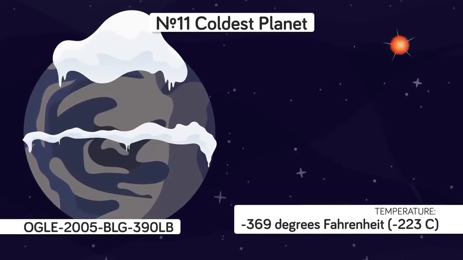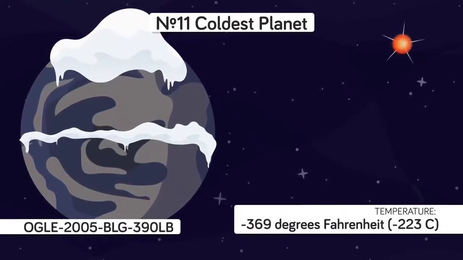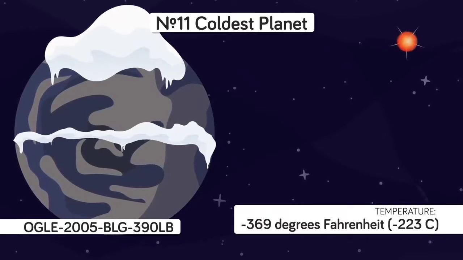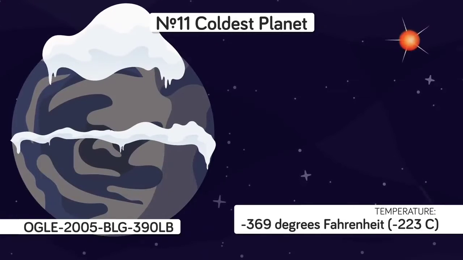At such icy cold temperatures, just 50 degrees above absolute zero, the planet doesn't have much of an atmosphere, with most gases frozen solid and lying as snow on the ground of this rocky Earth-sized planet.